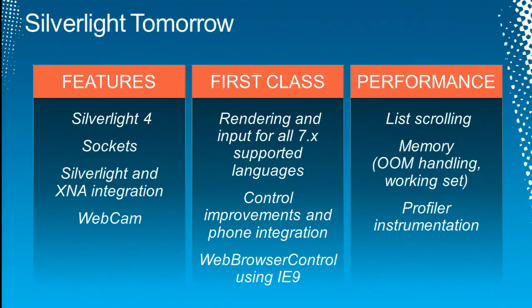First class, we're extending the concept of first class. So what does that mean? Well, as Mango starts shipping, we're going to ship in a multitude of markets out there, so everyone can start using these features. A big question we get is, hey, I have my phone in my native country, but the keyboard is still in English. What gives? We've addressed that. We've broadened the number of keyboards out there, and Silverlight will support those.